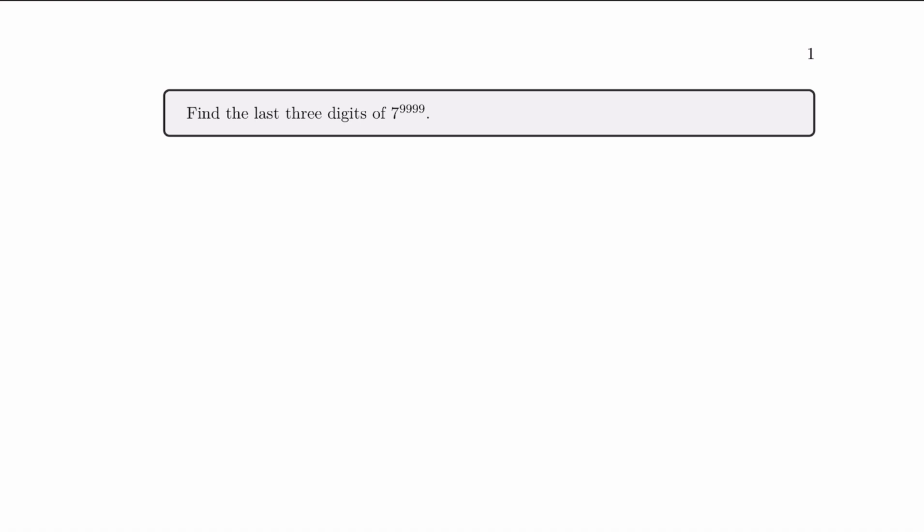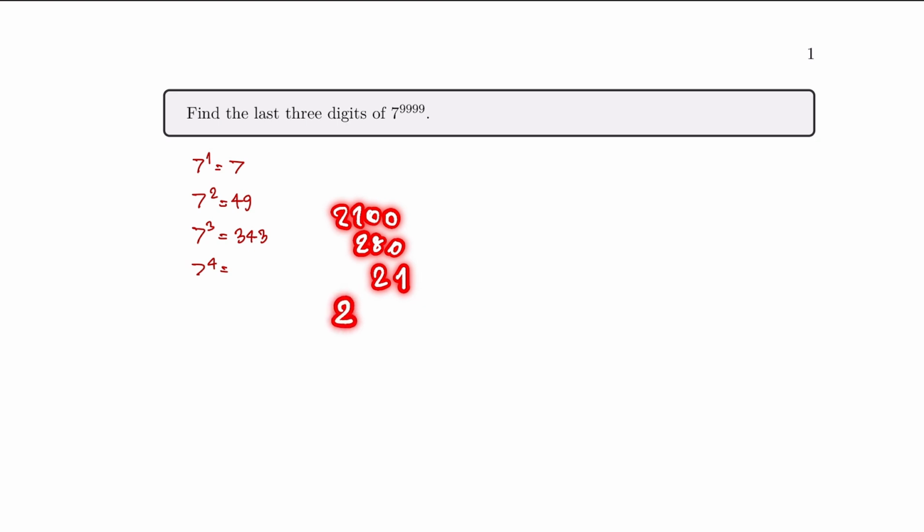I want to start with 7 to the 1, which is 7. 7 squared is 49. 7 to the power of 3 is 343. 7 to the 4 is 7 times this one, which turns out to be 2401.